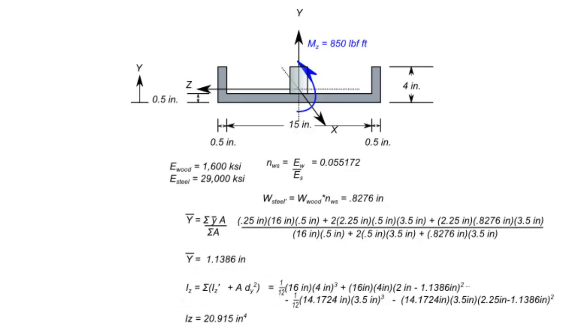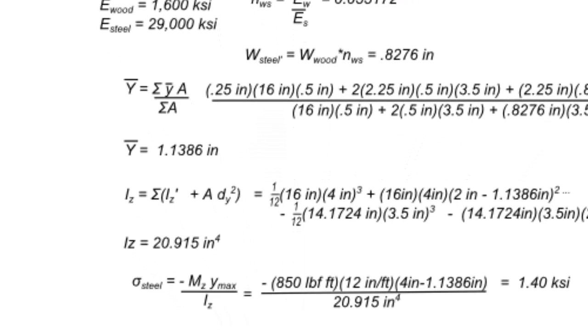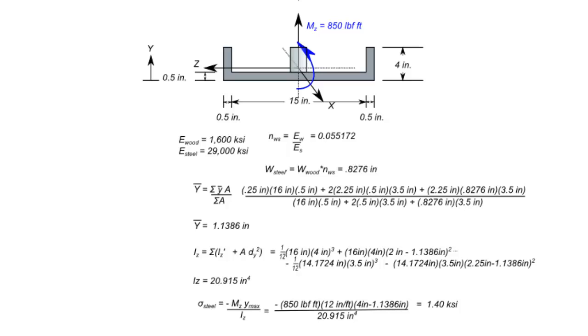Now once the neutral axis and the moment of inertia have been calculated, we can calculate the maximum stress in the steel member. For the maximum stress in the steel member, we merely use the flexure formula, negative Mz times y max divided by the moment of inertia about the z-axis. And when we plug in the values for this, we discover that the maximum stress generated in the steel is at the tip of each of the channels, and it is 1.40 ksi.